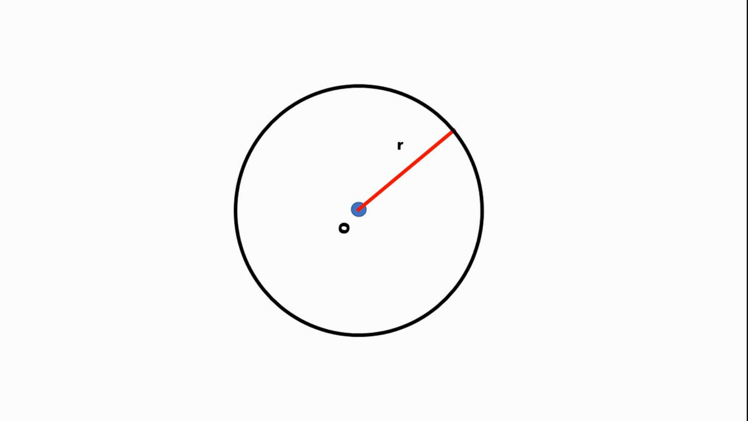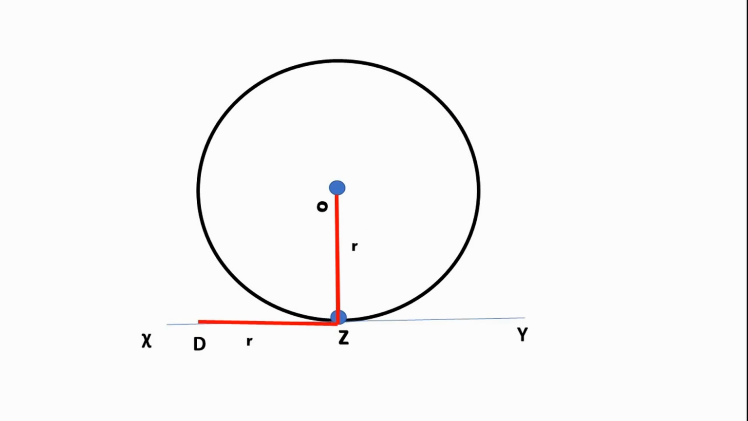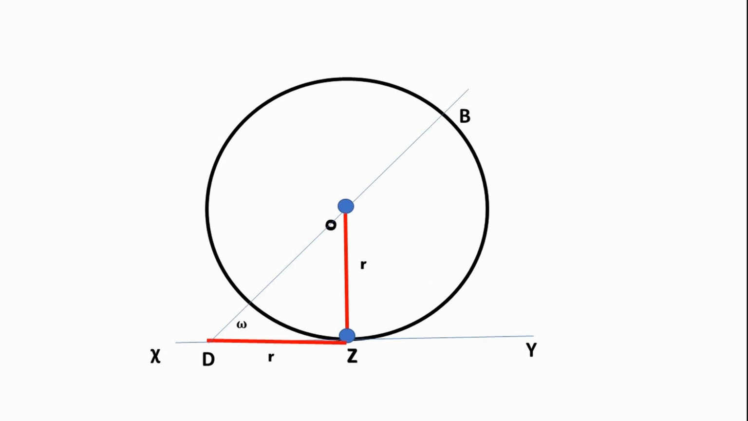Compass apparatus. Construction, continued. We choose the point Z where we draw the tangent line XY perpendicular to the radius r, and obtain on it a straight segment equal to ZD equals r. Construction, continued. At D we draw an angle omega equal to 45 degrees, protractor apparatus, which intersects the circle at B.